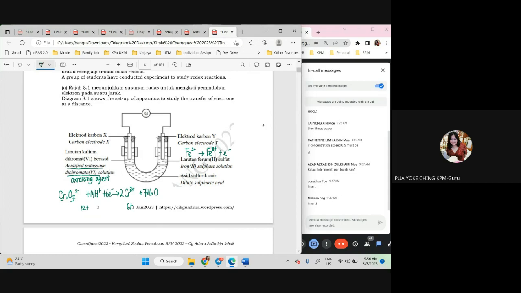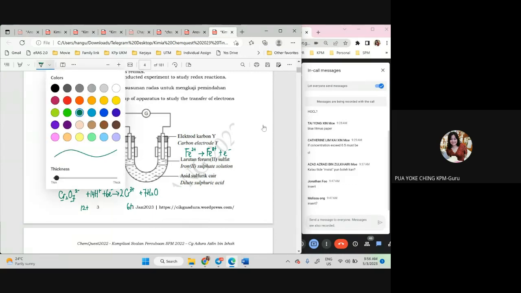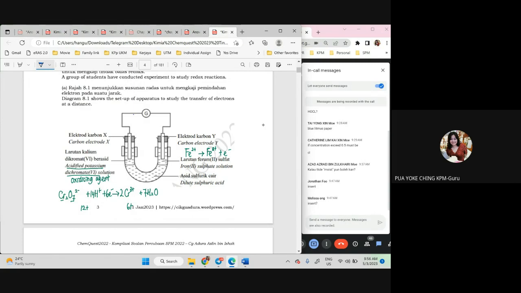Kalau you boleh hafal from depan sampai belakang lebih baik lah. Kalau macam cikgu tak hafal, I must construct one by one. Okay. So kalau pakai this one, your color is orange turns green.